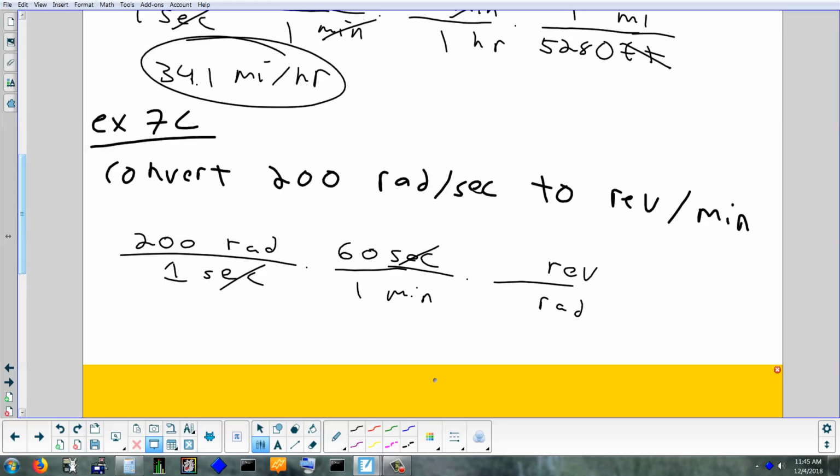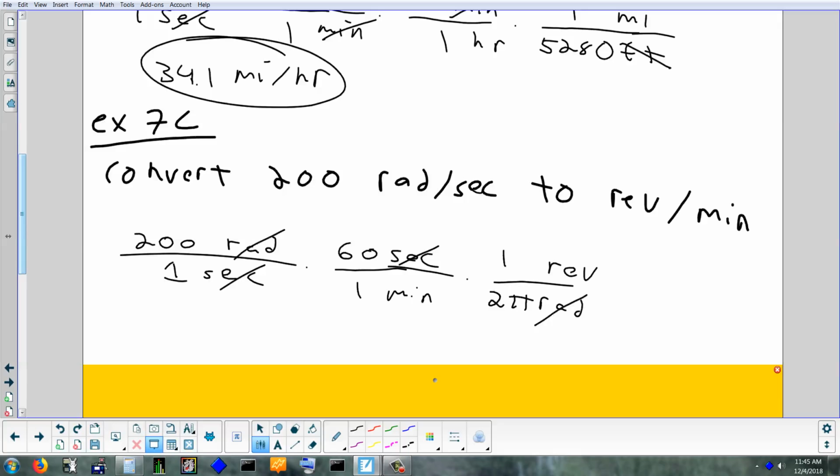Radians, revs. Now, we know how many degrees are in a revolution, right? How much is that? 360. I just want to know what that is in radians. So 360 is equal to what in radians? 2 pi. So 1 revolution is 2 pi radians. And that's it. It's all set up. Now you just do it all out.